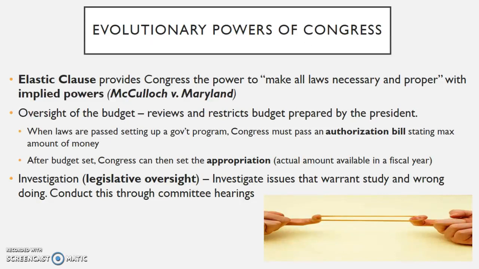When laws are passed, setting up a new government program, Congress has to pass what's called an authorization bill, stating the maximum amount of money that can be allocated to it. After the budget is set, Congress can then set an appropriation, the actual amount of money for that particular year. Another important power of Congress that's sometimes overlooked is its investigatory powers, known as legislative oversight. This is very important. When they investigate issues that warrant study and wrongdoing, they will conduct these hearings through a committee. So if you recall when Mark Zuckerberg was being grilled at hearings, that's an example of legislative oversight.